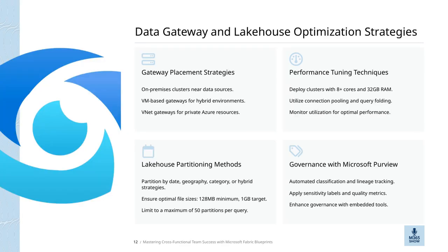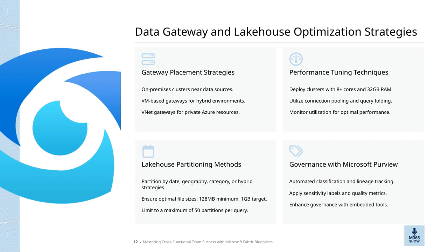Let's dive into some key strategies for mastering cross-functional team success with Microsoft Fabric blueprints. First, automated classification and lineage tracking are essential. They help us understand data flow and ensure proper data management across teams.